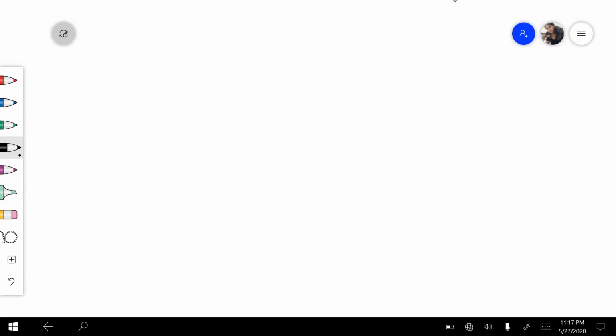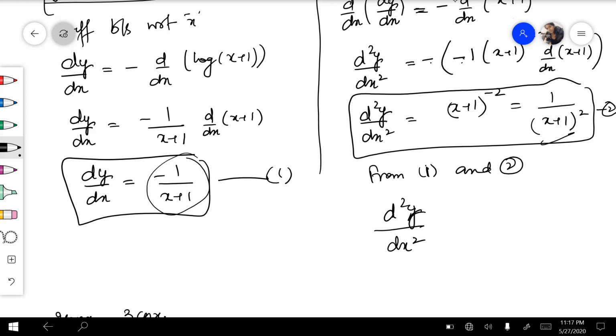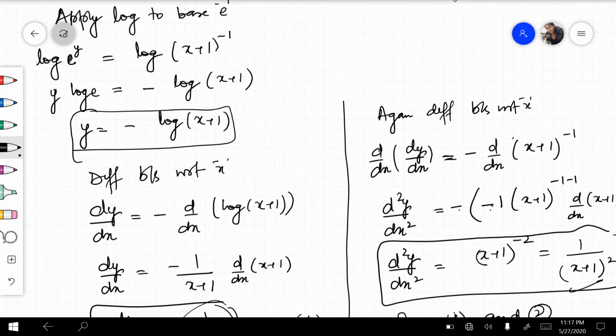Now I'm taking this equation as second. If you compare first and second, what we have is d2y upon dx square. If you square the term from first, you are going to get this one. So this is equal to dy upon dx whole square, which is the result. Let's move on to another problem.